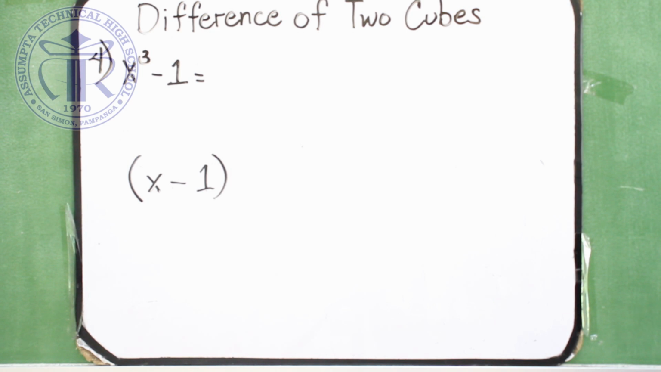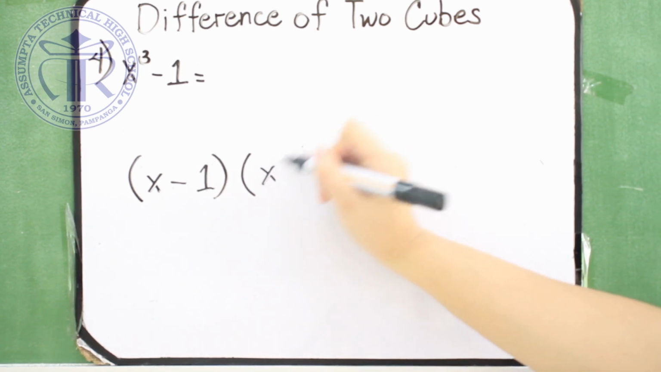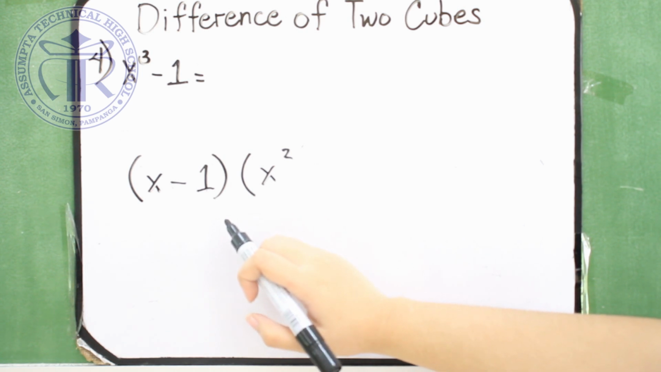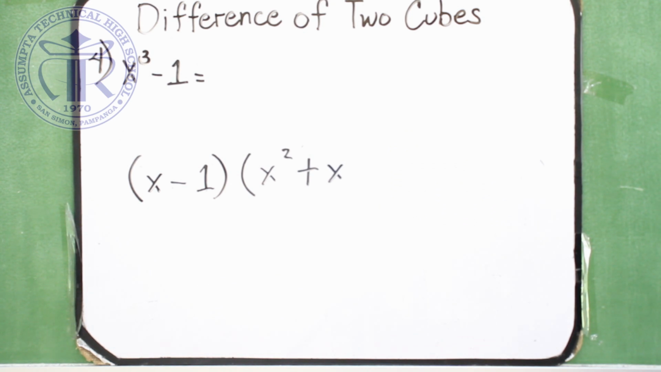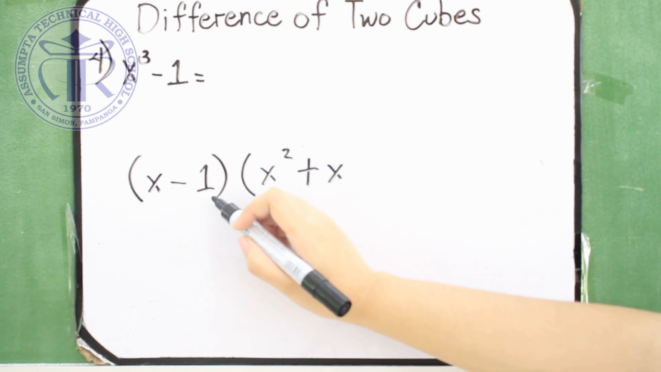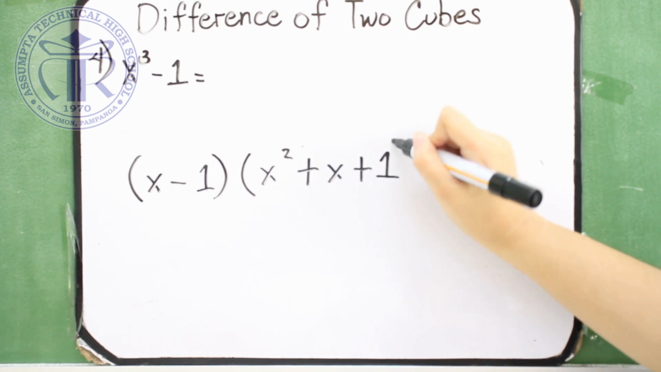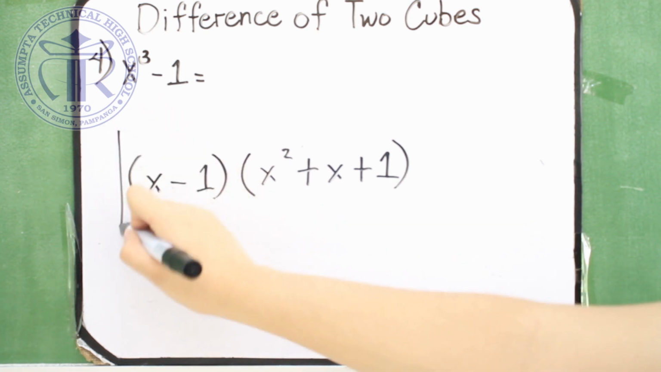Next, you're ready to form the trinomial. So, square the first term of the newly formed binomial, x squared. Multiply the first and the second, it will be negative x. Make it positive, so that's positive x. Next, square the last term. So, negative 1 squared is positive 1. So, the factored form for x cubed minus 1 is the quantity x minus 1 multiplied by the quantity x squared plus x plus 1.